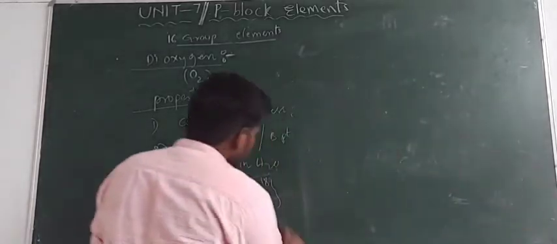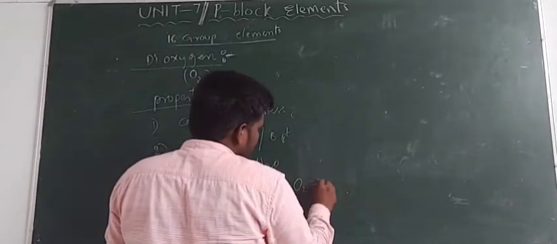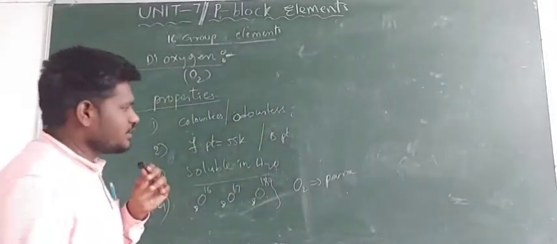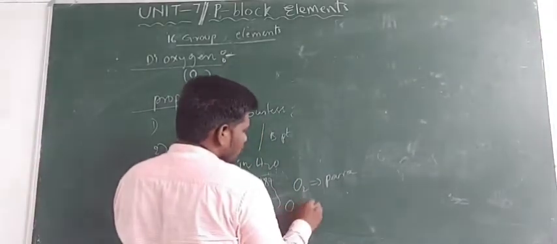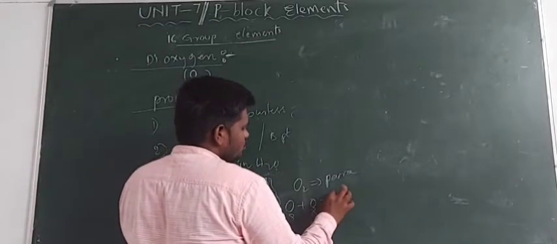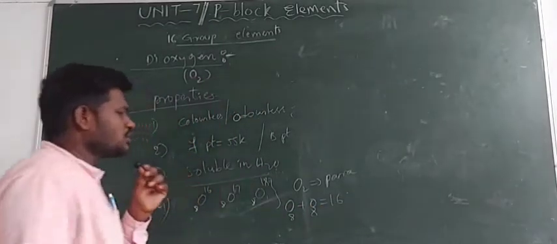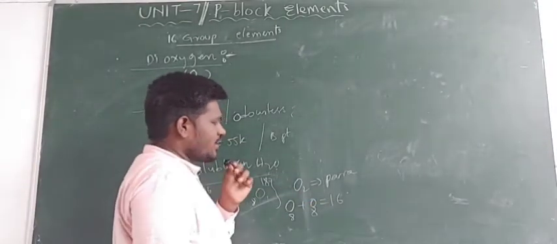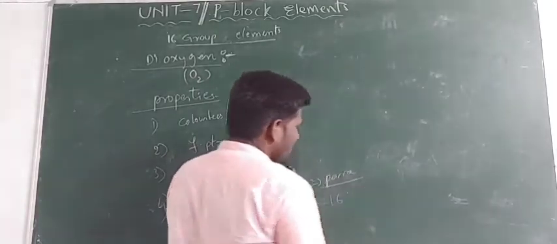Next one, O2 is a paramagnetic substance, paramagnetic in nature. So you know guys, in O2 we have two oxygen atoms. Each oxygen has 8 electrons. So the total number of electrons in O2 is 16. Even though it contains an even number of electrons, it shows paramagnetic nature.